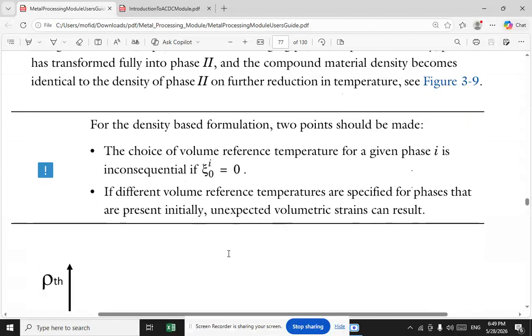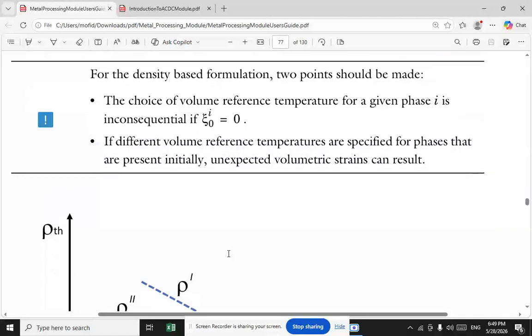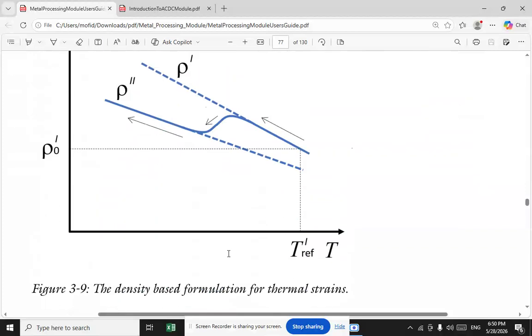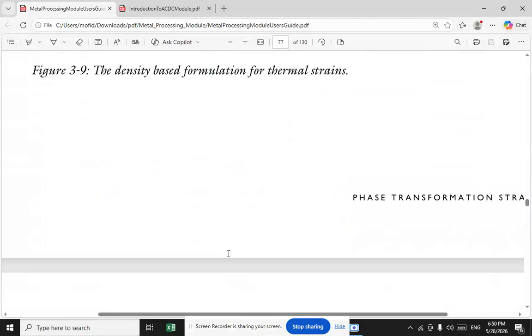See figure 3-9. For the density-based formulation, two points should be made. The choice of volume reference temperature for a given phase i is inconsequential if zeta_0 to the power of i is equal to 0. If different volume reference temperatures are specified for phases that are present initially, unexpected volumetric strains can result. Figure 3-9 illustrates the density-based formulation for thermal strains.